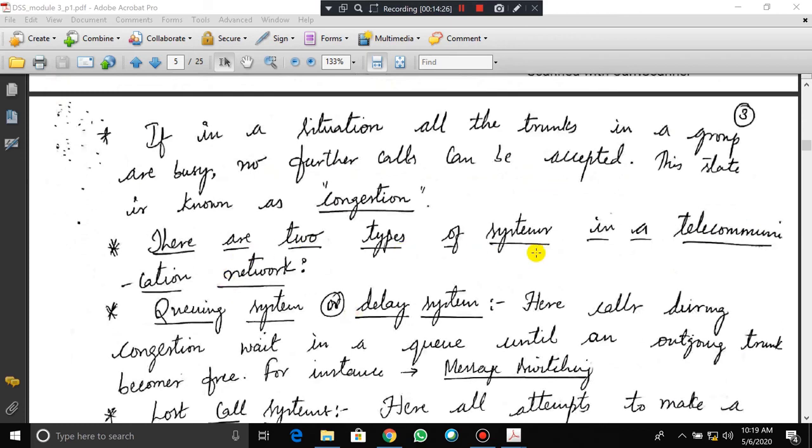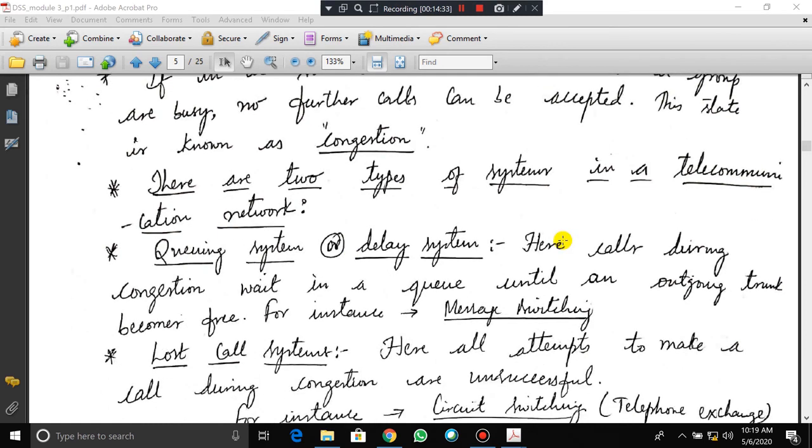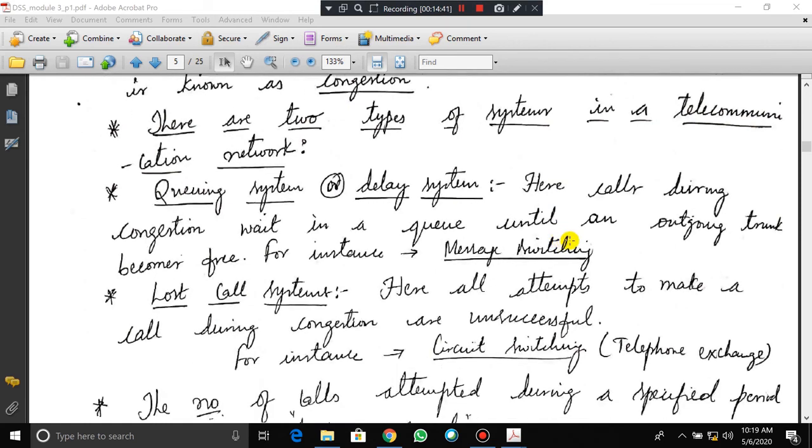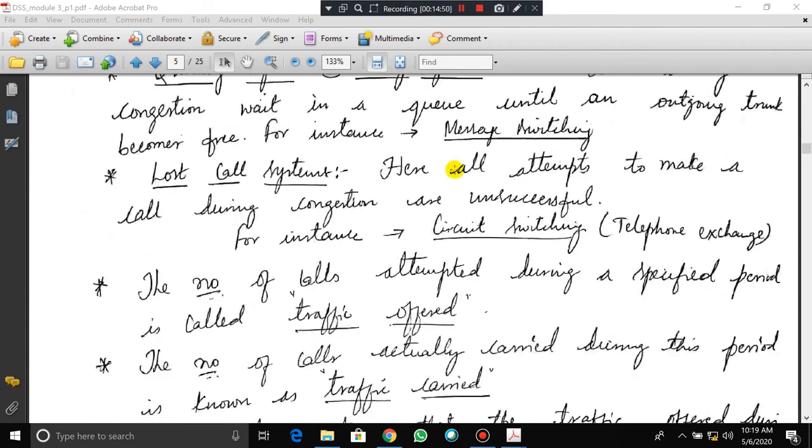There are two types of systems in a telecommunication network, that is queuing system and lost call system. Here, calls during congestion wait in a queue until an outgoing trunk becomes free, for instance, message switching. Lost call system: here, all attempts to make a call during congestion are unsuccessful, for instance, circuit switching.